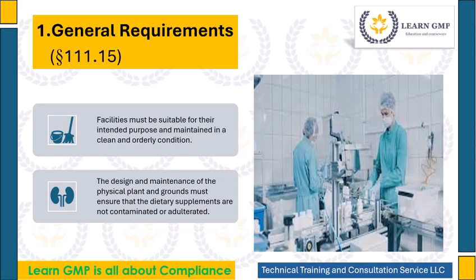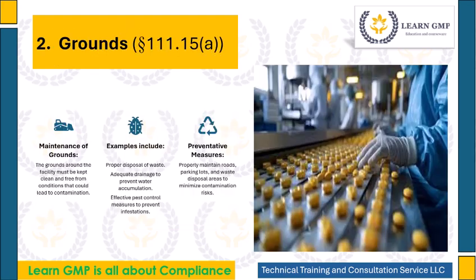General Requirements, Section 111.15. Facilities must be suitable for their intended purpose and maintained in a clean and orderly condition. The design and maintenance of the physical plant and grounds must ensure that the dietary supplements are not contaminated or adulterated. Grounds, Section 111.15a. Maintenance of grounds.